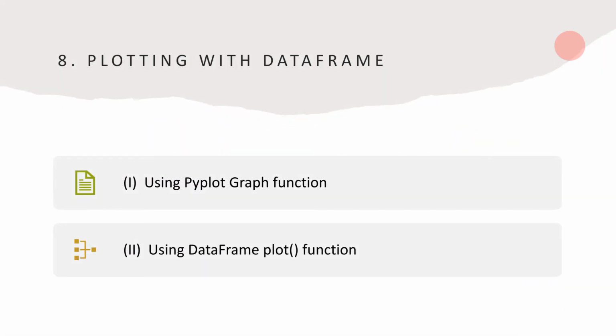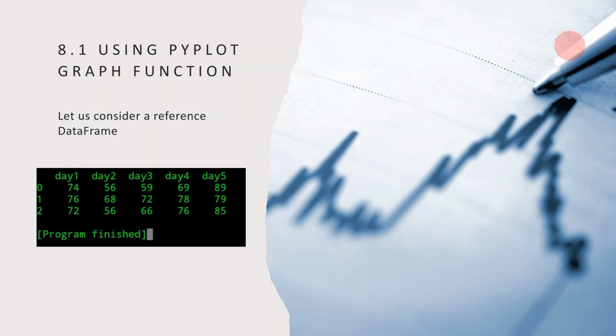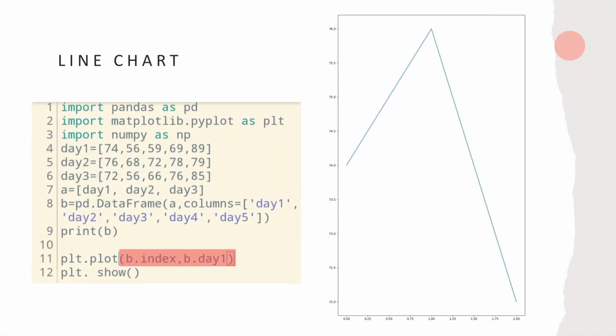Now our 8th and last topic, plotting with data frame, and there we have 2 topics: plot with the graph function and data frame plot. Moving forward, let's take an example for the plot graph function. This is a data frame given, these are the values, and here we create a data frame.